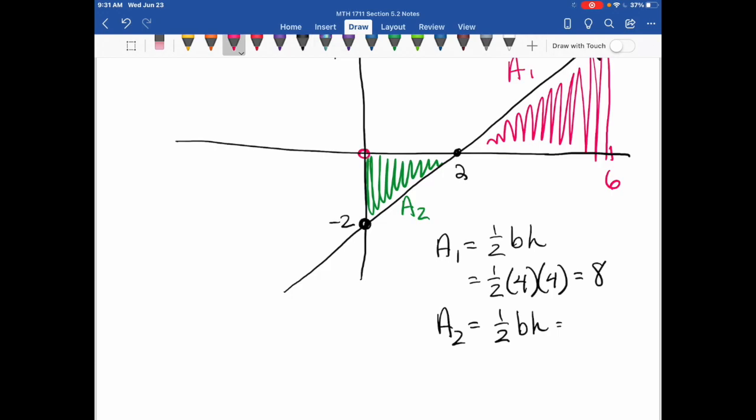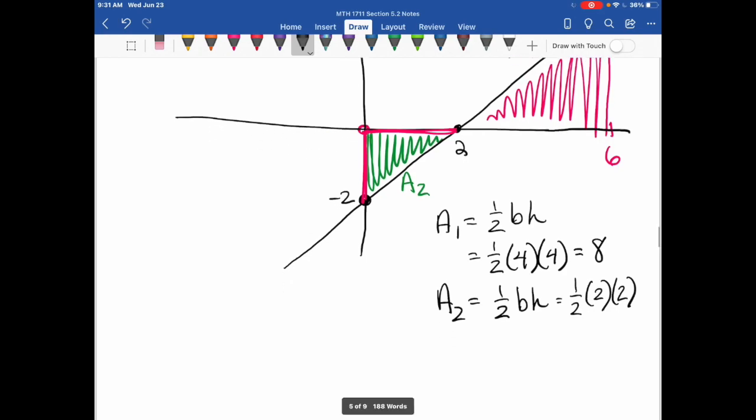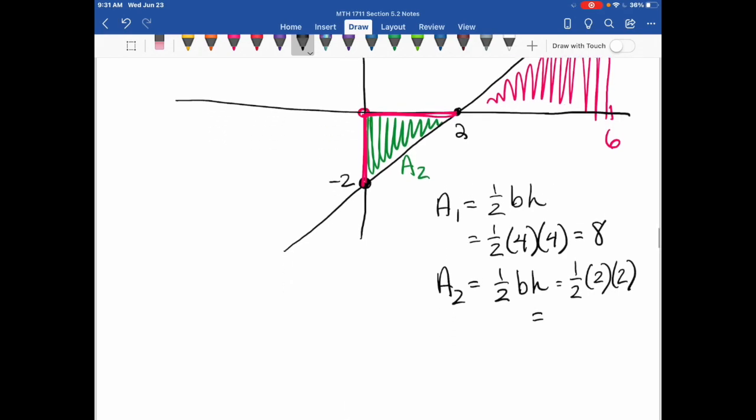So this length from here to here is 2, and this length from here to here is 2 as well. So when I plug that into my formula, I have 1/2 times 2 for my base and times 2 for my height. And I'm going to get that the area of that triangle is 2.